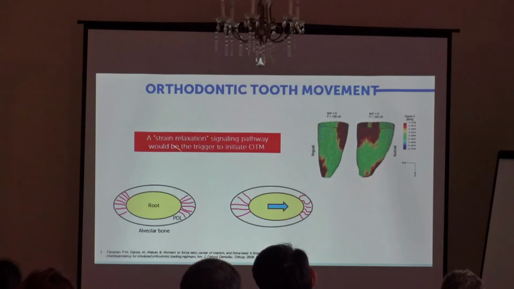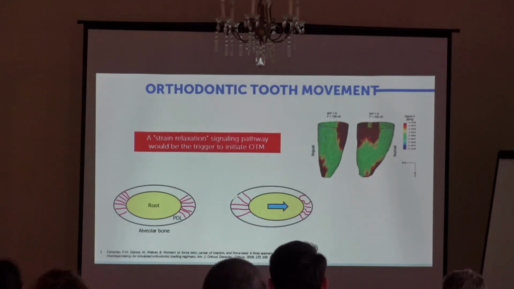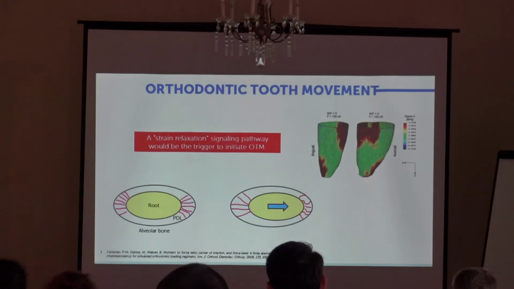If we imagine the strain relaxation pathway, we can now understand that if we apply a force to a tooth, what happens immediately is that the tooth moves inside the alveolar socket, so these fibers will be stretched, and so the bone will be loaded here, and in the opposite direction the fibers will collapse, and so the bone will be unloaded.